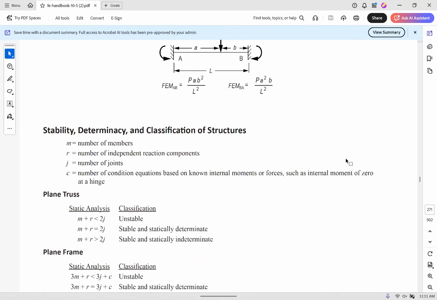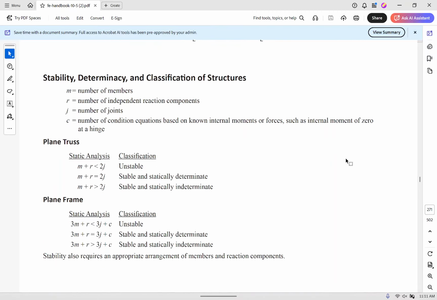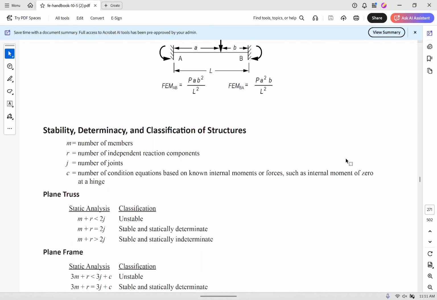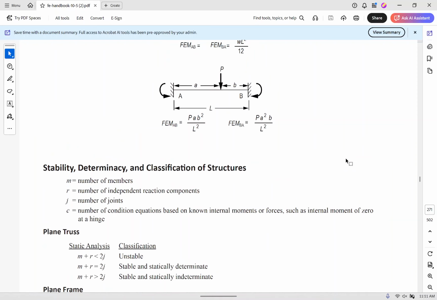Then we look at stability and determinacy classification of structures, right? So, for example, let's take this right here, okay? The way that I've been showing you is I've been having you compute an I value, which is m plus r minus 2j, and so on and so forth. Instead, what the FE manual is doing is saying, why don't you just compare m plus r and 2j. So for example, if m plus r equals 2j, that means the structure is determinate, right? If m plus r is bigger than 2j, that means there are more unknowns than knowns, and it's indeterminate, and so on and so forth.